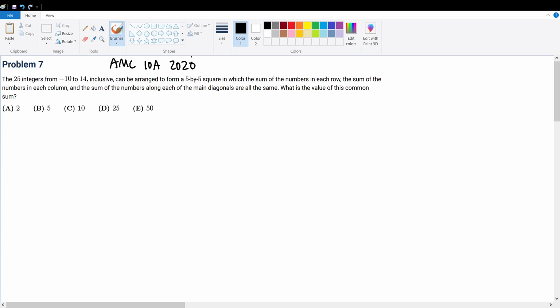So immediately when you think about this question, think about arithmetic sums. Do not think about a square, because you're given the criteria for the arithmetic sequence. It tells you that the sum of each row, each column, and each diagonal must be the same. So what this tells us is that they all must converge to a single sum between negative 10 and 14.